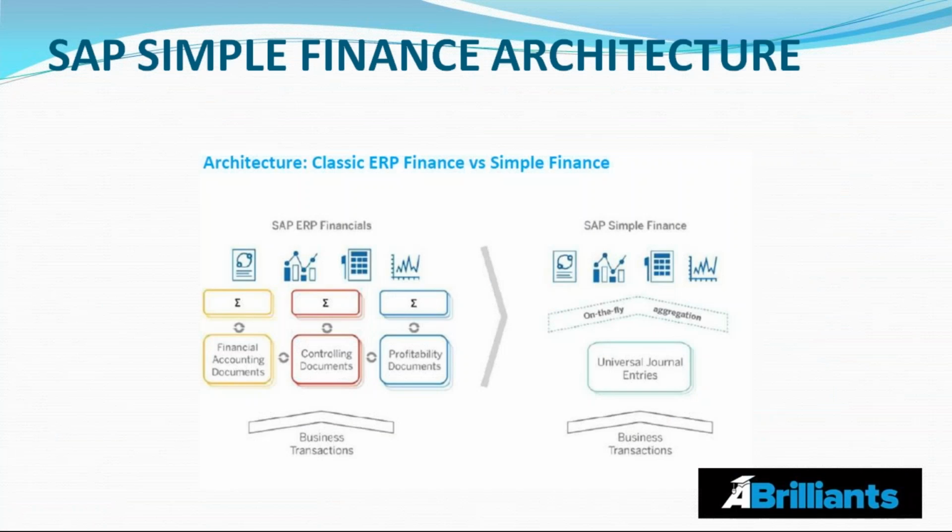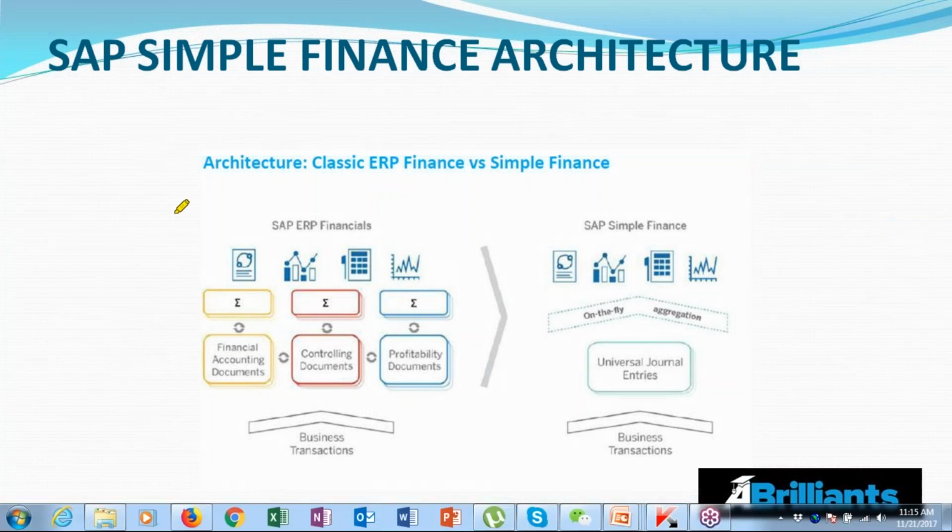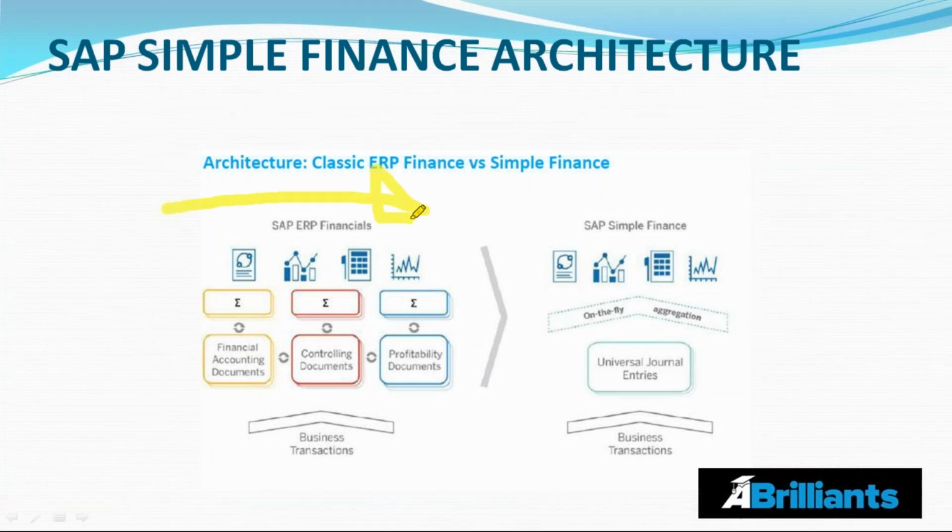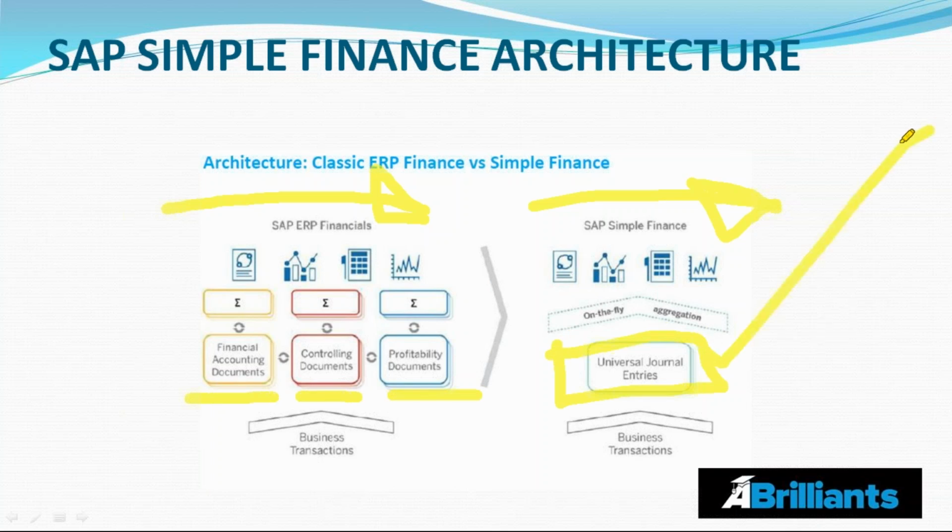The next slide here, we are going to talk about system architecture. Under system architecture, like I explained in the slide above, you're going to look at the flow of processes, the sequence from the traditional to the much more simplified version. Here you will see financial accounting documents, controlling documents, profitability documents. But here, this has been transformed to universal journal entries. So there is just one system in our S4 HANA application, which makes it much easier and much more simplified.